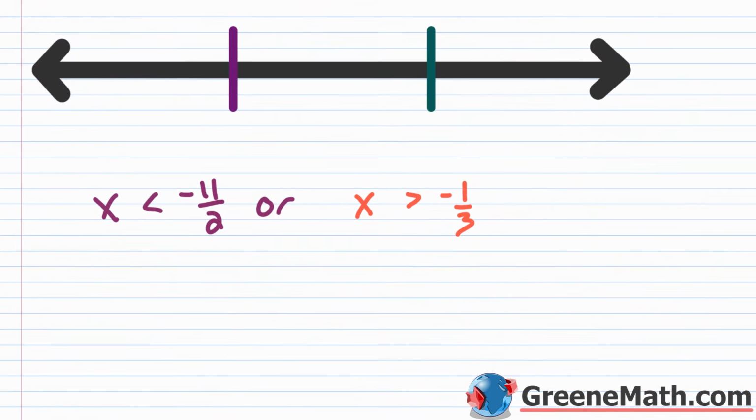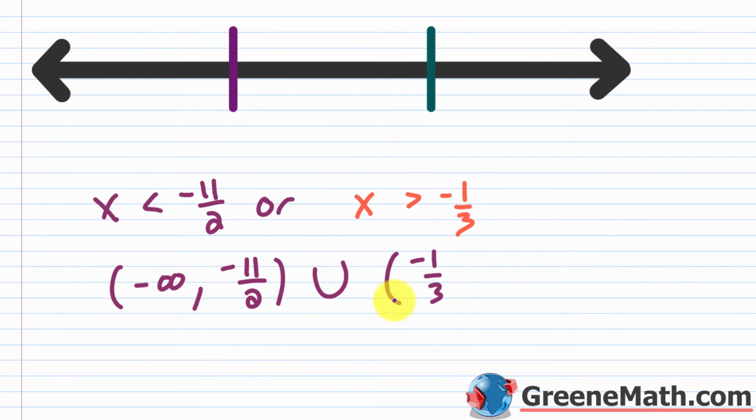And in interval notation, so basically anything coming up from negative infinity, going up to but excluding negative 11 halves, I'll use a parenthesis there. And the union with anything that's larger than negative 1/3, so I'll use a parenthesis there. So this is going out to positive infinity. So let's say this is negative 11 halves, and this is negative 1/3. And again, I'm going to use a parenthesis to exclude things.